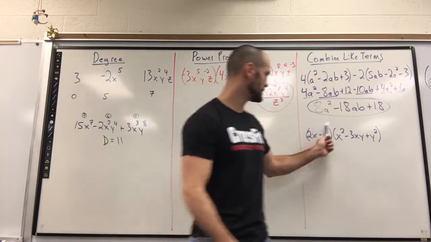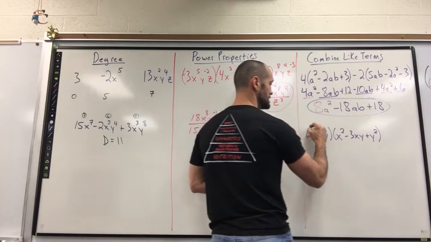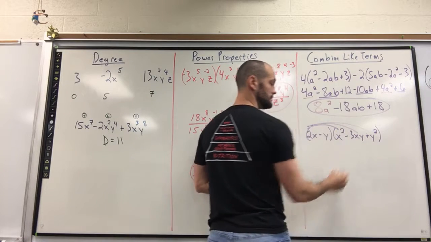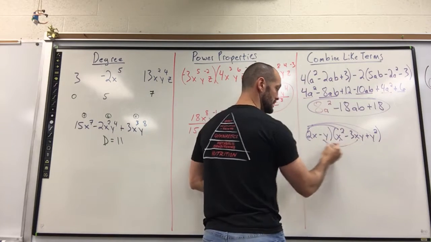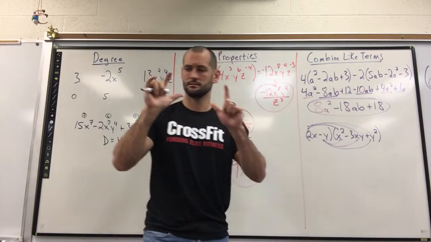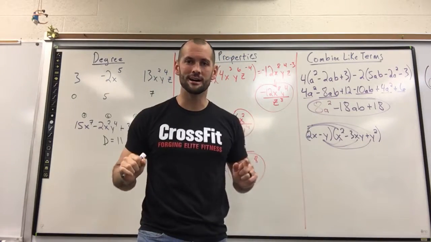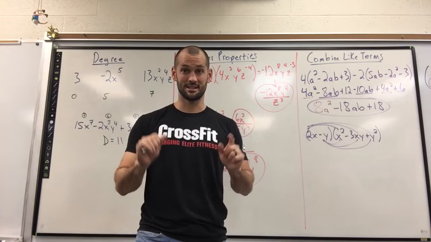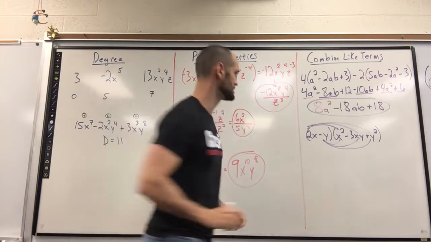Go dancing. I got to make sure that this 2x gets distributed to everything and the negative y to everything. I'm going to have 6 products before I combine like terms. Did you see that? 6. Man, I got skills.